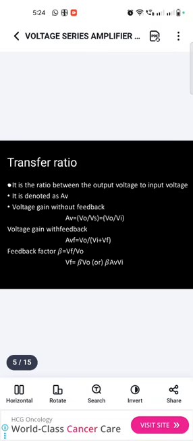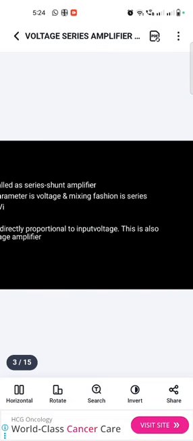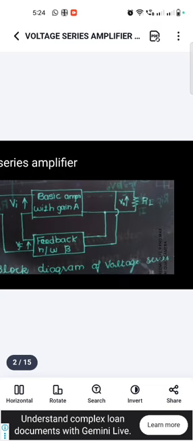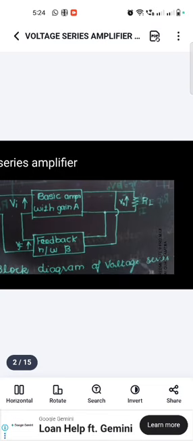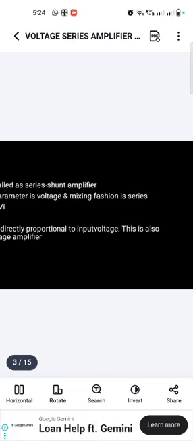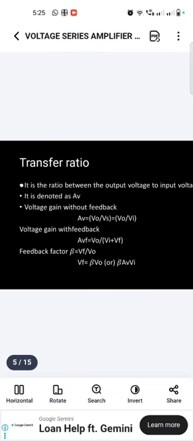Okay, then the feedback factor, we represent the feedback factor as beta. Okay, what is the output here? This is also a ratio, output by input. See the diagram, this is the diagram, right? What is the output here? See the feedback factor. Okay, what is the output? Vf. What is the input? V0, which is taken from the output. Okay, that is the input of feedback. That's why beta is equal to Vf by V0. Okay, so from this equation we will find that Vf value, Vf is equal to beta into V0.